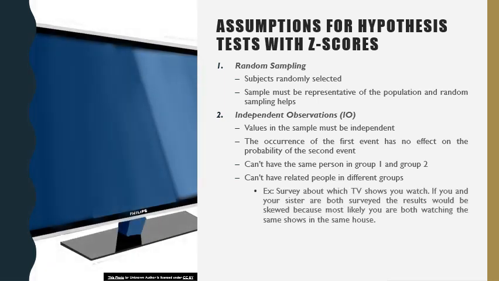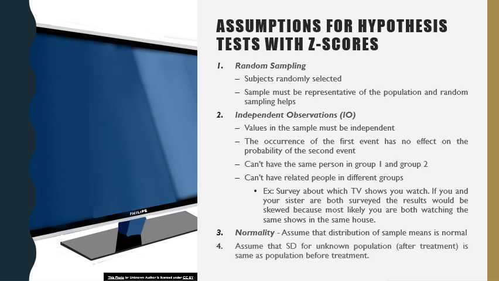So here's an example. A survey about which TV shows you watch. If you and your sister are both surveyed, the results would be skewed because most likely you're both watching the same shows in the same house. Okay, the third assumption is normality. Assume that the distribution of sample means is always normal. We have to have this assumption because if we want to use our z-tables, we have to use those with normal data. And here's a fourth assumption. It's not really talked about a whole lot. Normally the first three are the ones that you would list, but it is just kind of assumed that the standard deviation for the unknown population after treatment is the same as the population was before treatment.